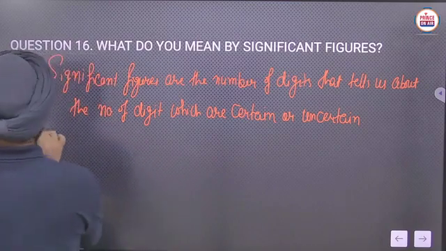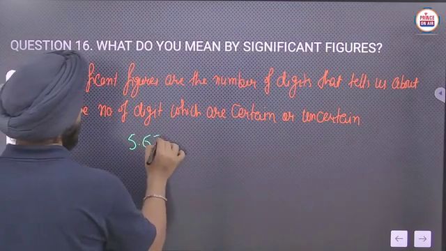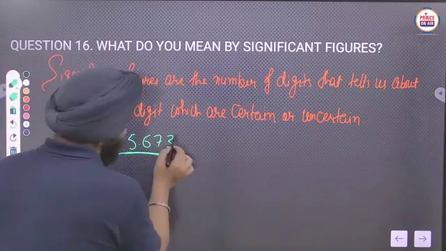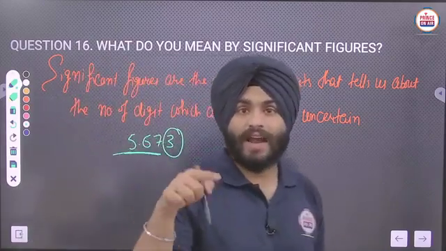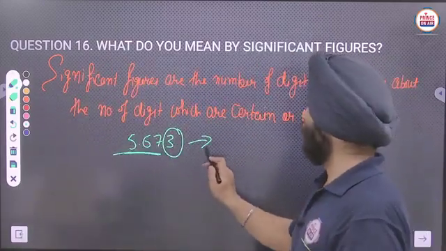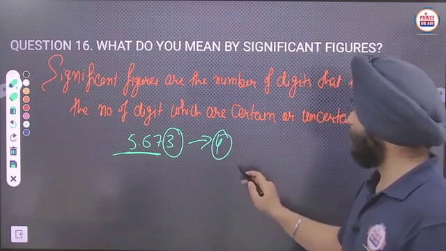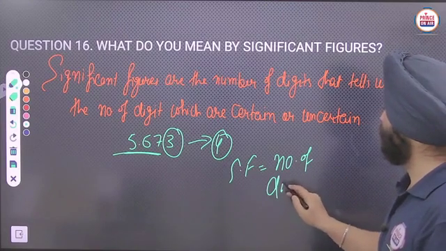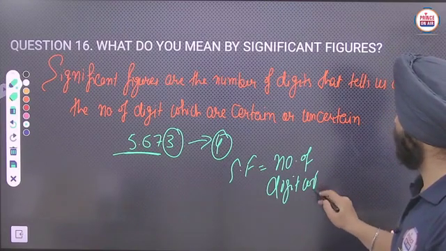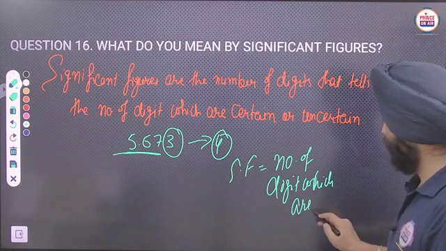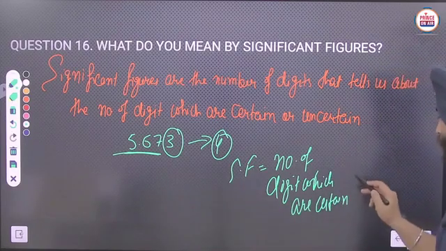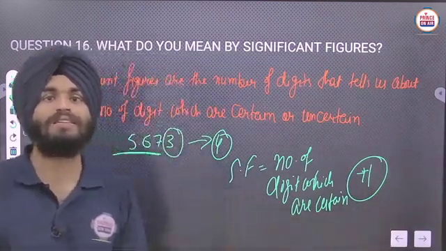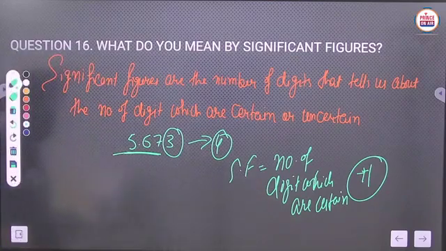For example, if I am having 5.673, those 3 digits are supposed to be certain and the last digit is supposed to be uncertain, and in that case the significant figures come out to be 4. So you can say significant figures equal the number of digits which are certain plus 1. That last digit is the one uncertain digit. Clear?